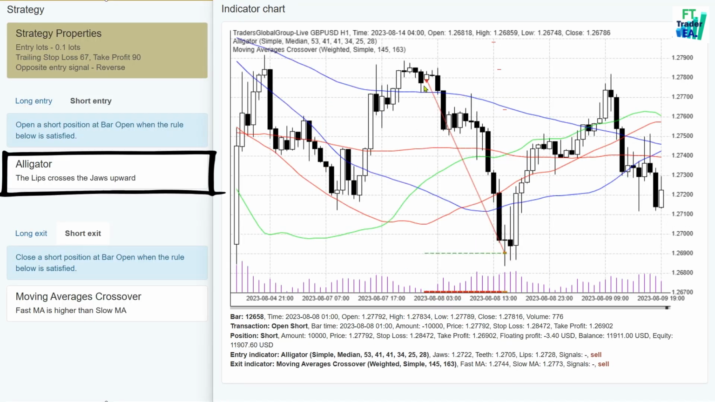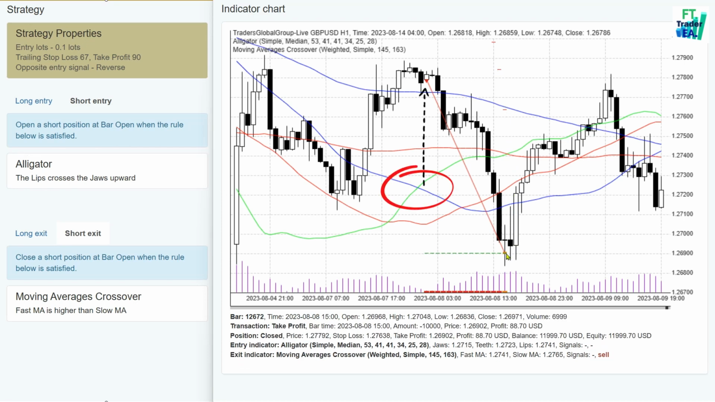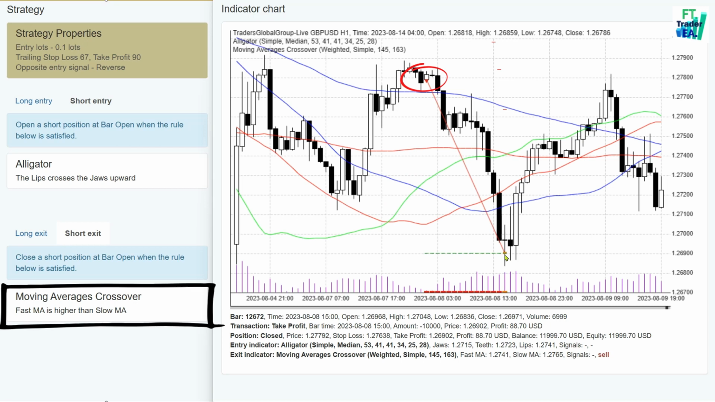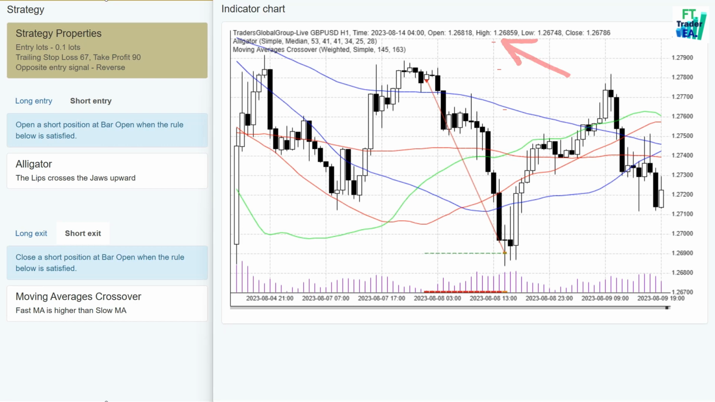The sell side mirrors this process, wherein a sell trade is initiated upon the alligator lips crossing the jaws upward. The sell position concludes if the 145 period moving average rises above the 163 period moving average. Comparable triggers for position closure include trailing stop loss, standard stop loss, take profit, or a buy condition.